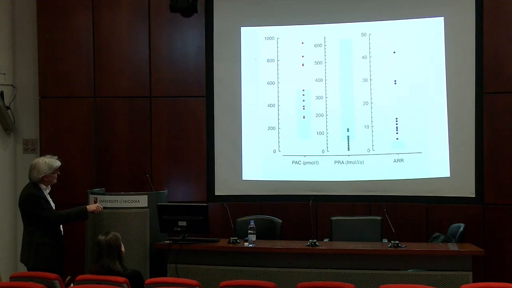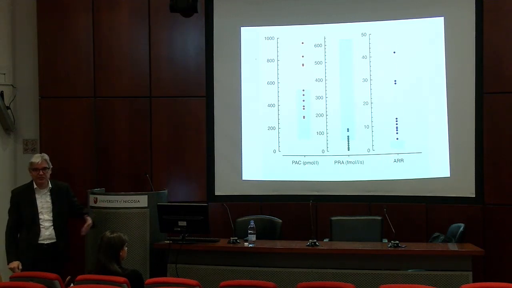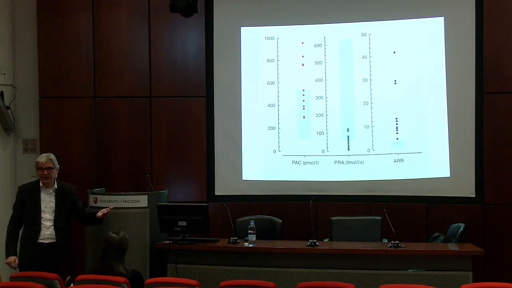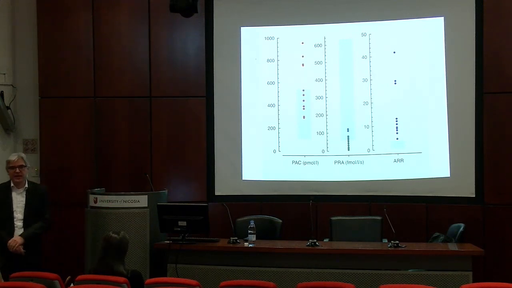If you look at renin, then you see that also a few cats had the renin concentration within the reference range, and in a few cats it was below the reference range. But if you determine the ratio, just divide aldosterone by renin, then you see that in all cats, in all 11 cats, it was above the reference range. So this is the most ideal way to diagnose primary hyperaldosteronism.